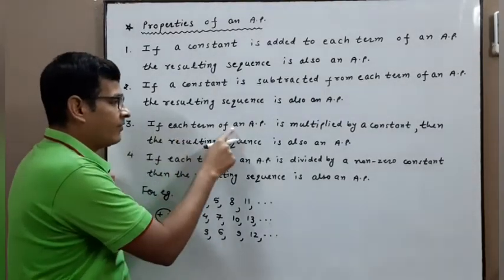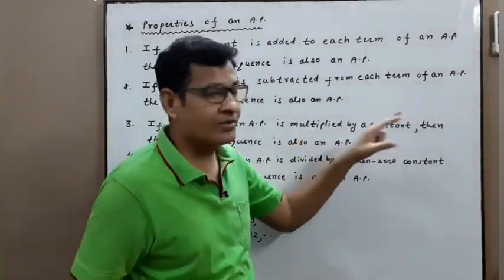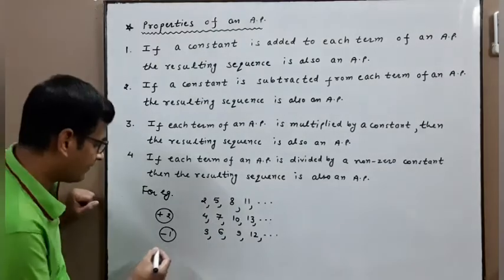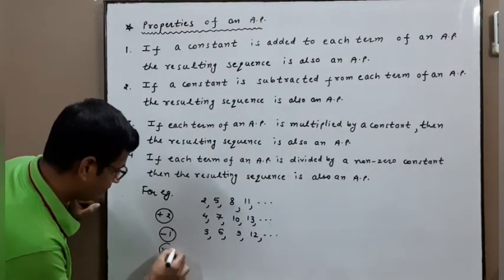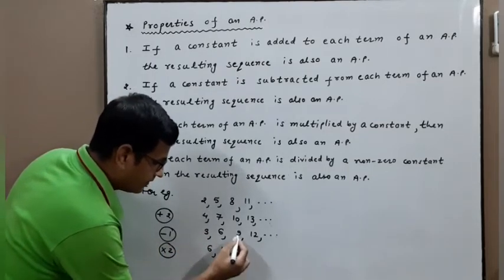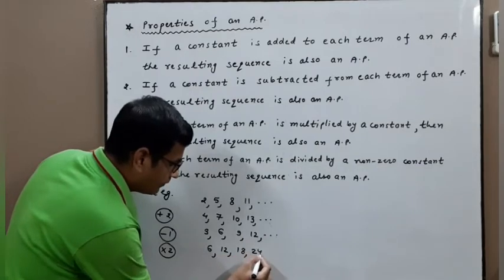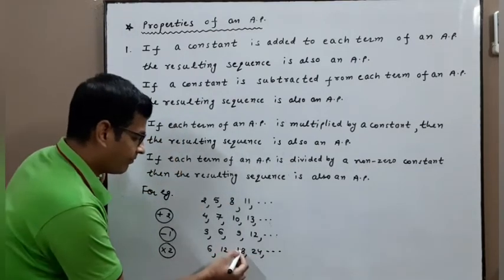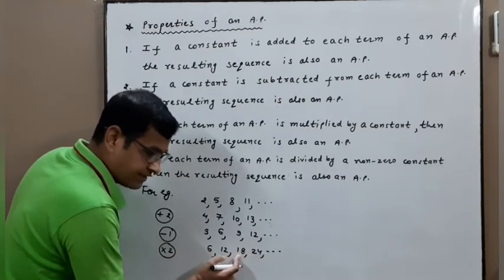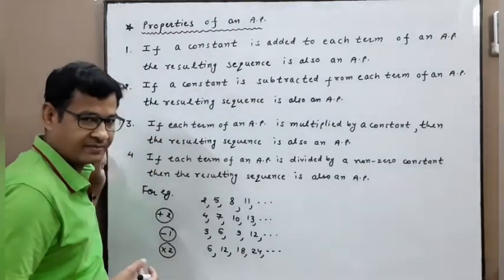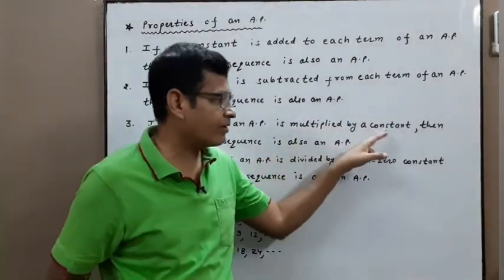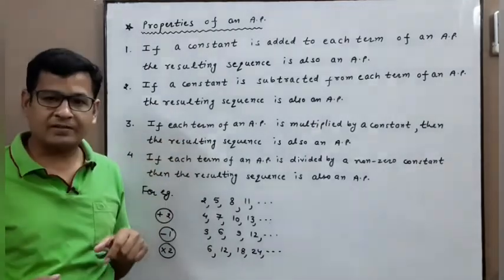If each term of an AP is multiplied by a constant, then the resulting sequence is also an AP. Multiply by a constant, say 2. Multiplying by 2, we get 6, 12, 18, 24 and so on. Now check: 12 minus 6 is 6, 18 minus 12 is 6, 24 minus 18 is 6. So in each case the common difference is the same. So again it is an AP, means if each term of an AP is multiplied by a constant, then the resulting sequence is also an AP.